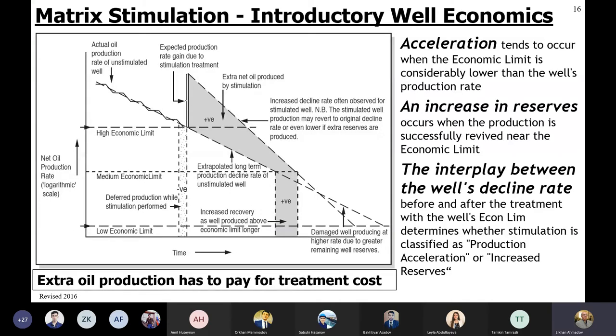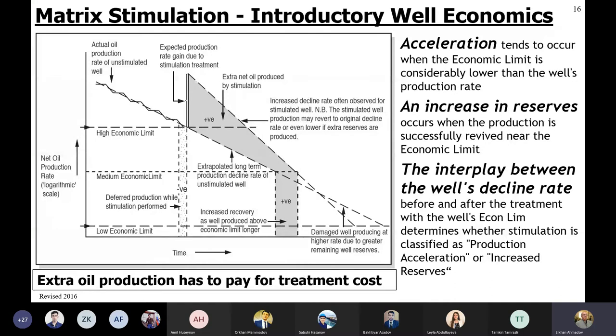Okay. I was explaining what is a high economic limit and a low economic limit. The economic limit is the cost of the well: how much this well takes in terms of maintaining it, because every well requires maintenance. And if the income from the production does not cover this maintenance, then every barrel produced from this well gives a negative balance. So we are losing with this well, even if it is producing.